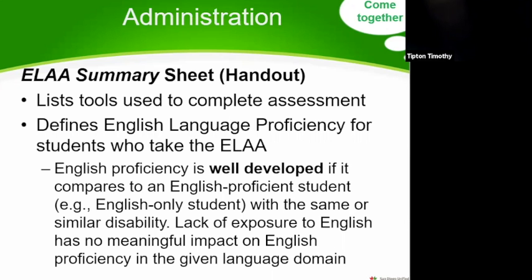I know it's difficult language sometimes to use with our families, when we say someone has well-developed English when we know they have a significant disability, but we're talking about comparing them to English only. So well-developed compared to an English proficient student with a similar disability would be the complete way to say that, in order to have everybody understand what we're talking about. So that lack of exposure to English really doesn't have any meaningful impact on their proficiency anymore in those different domains; it's truly due to their disability.